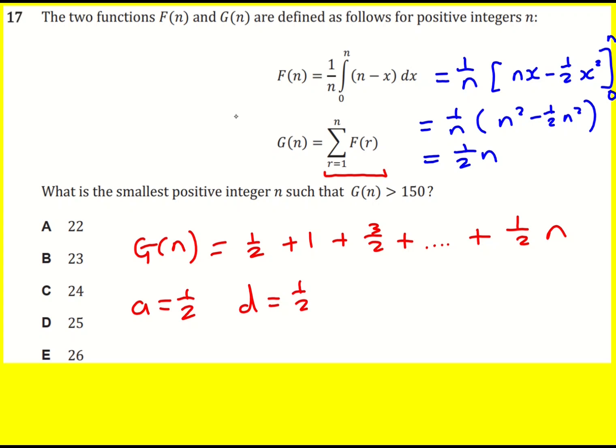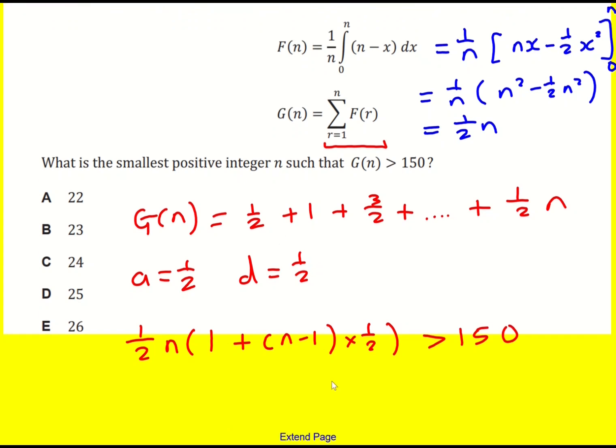So although this looks quite complicated to begin with, when we just broke it down, it was just an integral, sub it in, and a relatively simple arithmetic series. We just have to deal with the fact that we are trying to find the smallest positive value of n such that g of n is greater than 150. So let's use the formula. A half times n times 2a, which will be 1, plus n minus 1 times d, which will be n minus 1 times a half, and that is greater than 150.